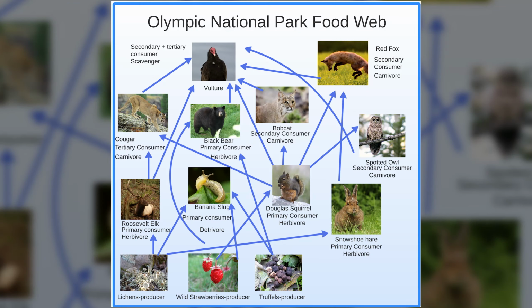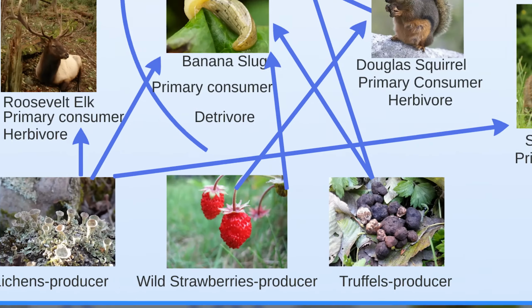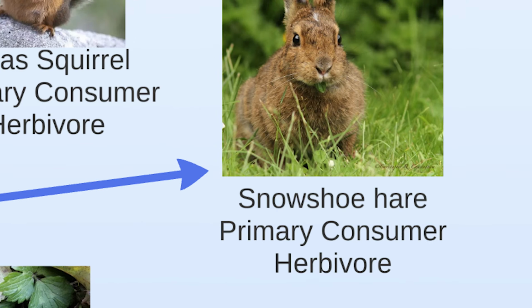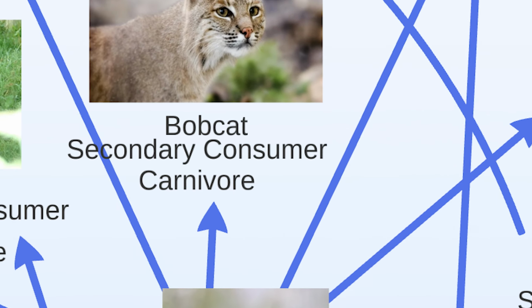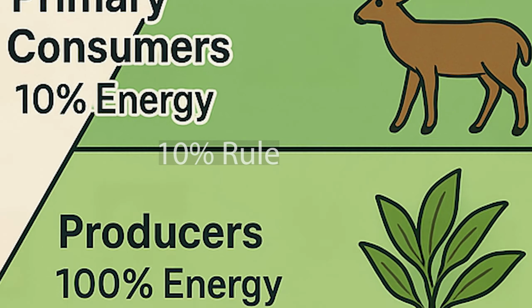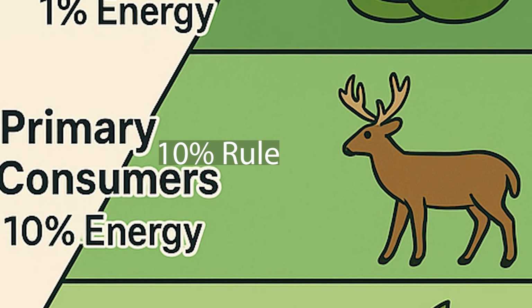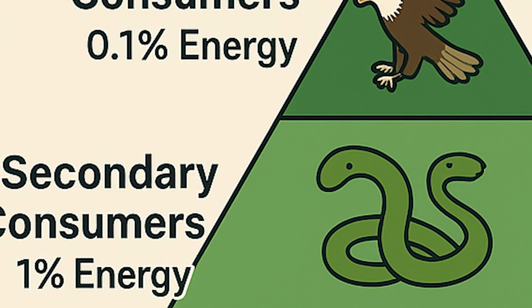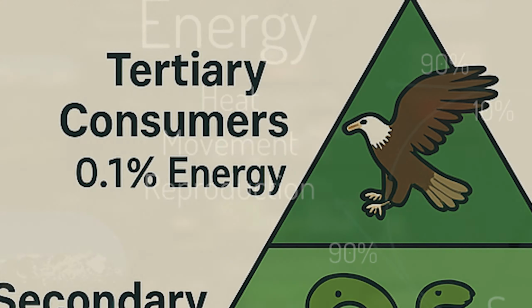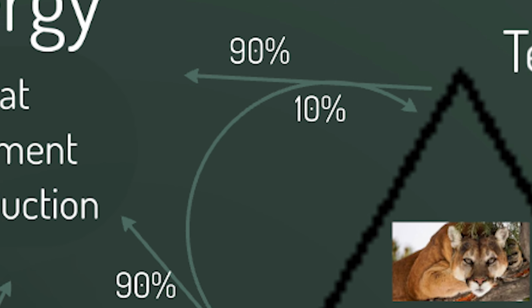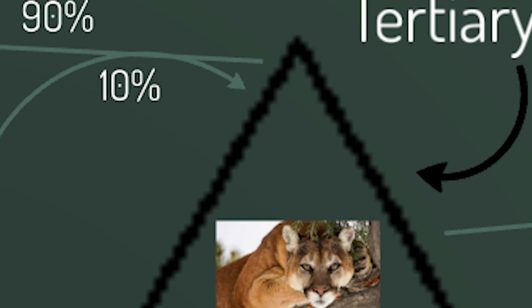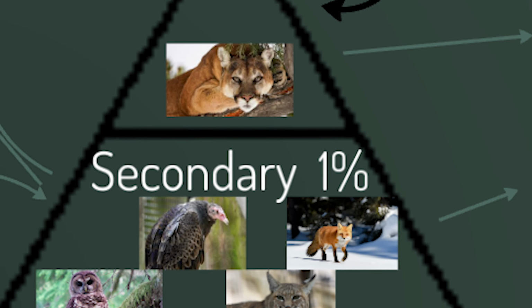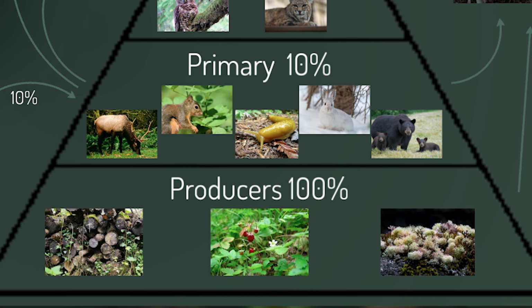This flow of energy can be simplified into a food chain. For instance, wild strawberries fuel a snowshoe hare, which in turn becomes prey for a bobcat. This energy transfer is defined by the 10% rule. Only about 10% of the energy is passed up to the next level. The other 90% is lost to the environment, primarily dissipated as heat. Because so much energy is lost each step, the ecosystem can only support a small number of top predators compared to the massive base of producers.